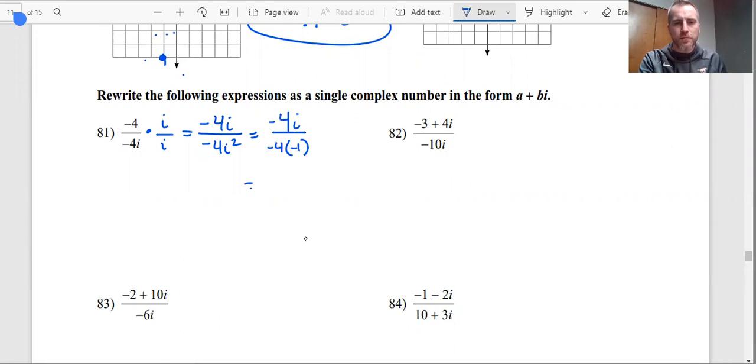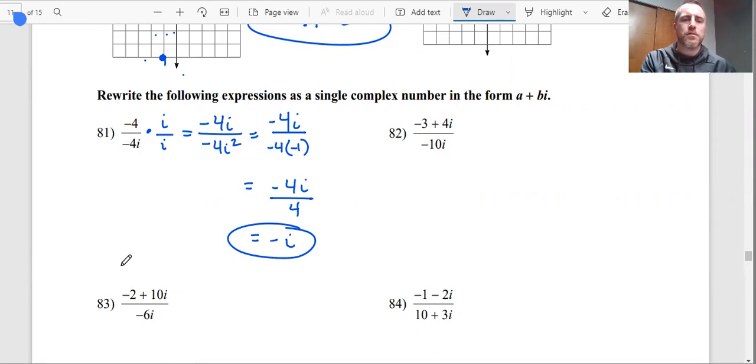Negative 4i over 4. Negative 4 over 4 is negative 1. So this is just negative 1i, or negative i, which is a lot more simple even for an imaginary number than negative 4 over negative 4i. Let's jump to 83 and then we'll do 84.